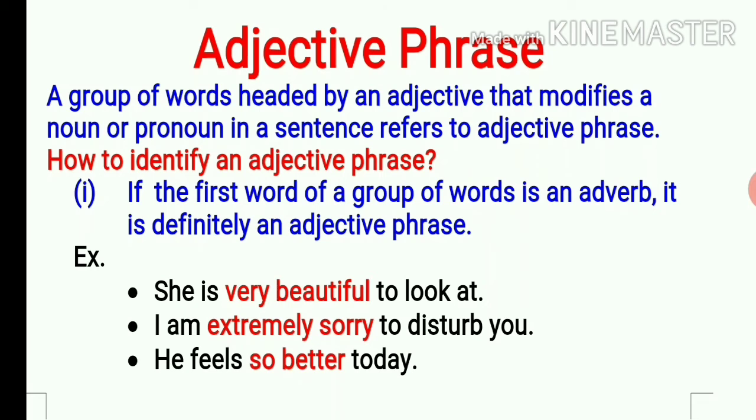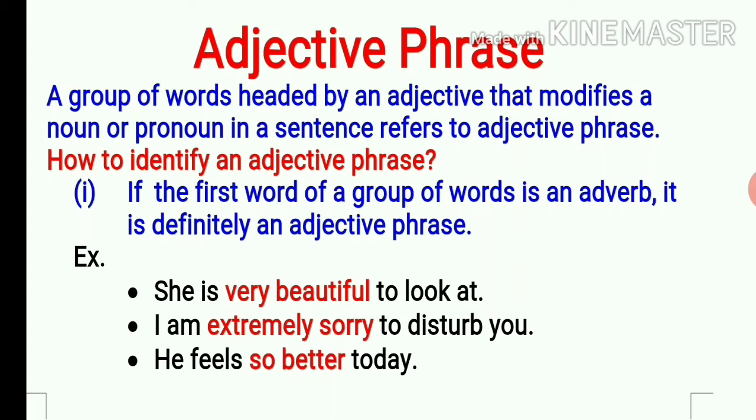Actually, to identify an adjective phrase in a sentence, there are some rules. The first rule is like that. If the first word of a group of words is an adverb, it is definitely an adjective phrase. To support the rule, we have some examples. The first one, she is very beautiful to look at. Here in this sentence, very beautiful is an adjective phrase because this phrase starts with an adverb, very.